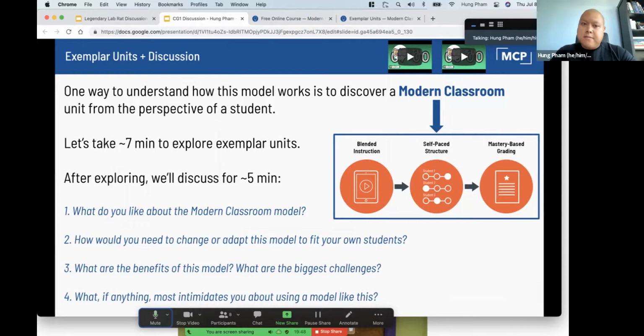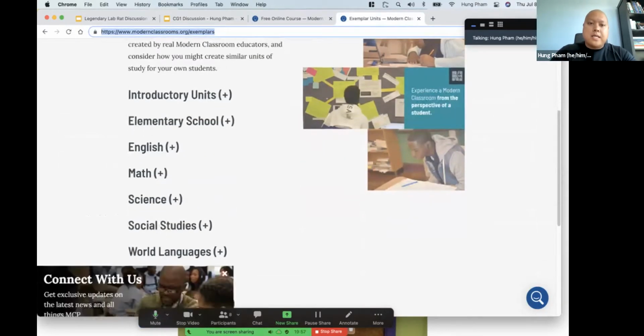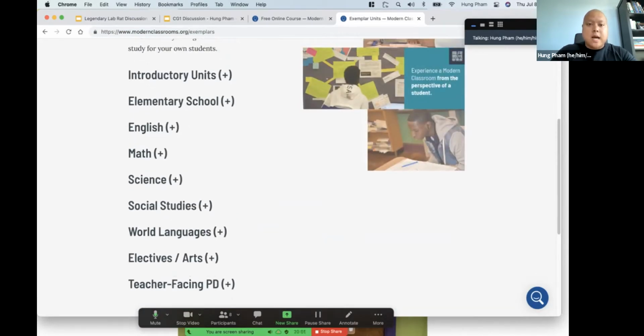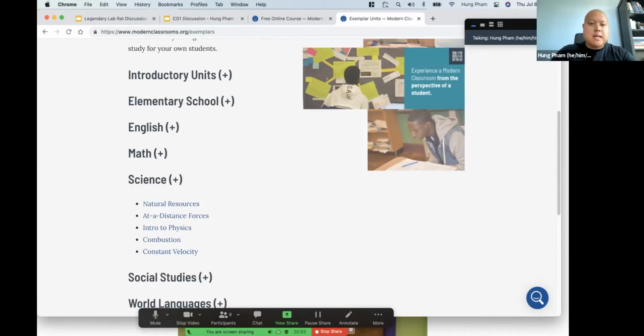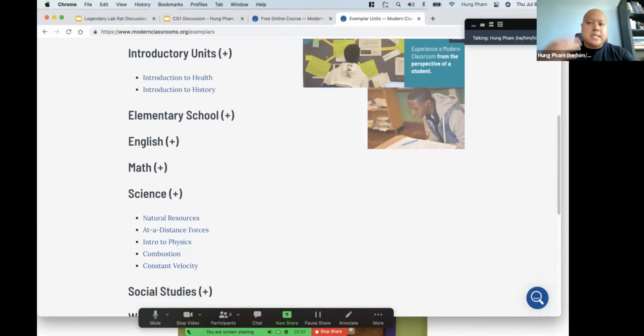I will give us 5 minutes. Yeah, let's do 5 minutes to explore the exemplar units. So the page looks like this, where you can select exemplar units by subject. I'm assuming most of us will go into the science area. The introductory units are pretty helpful as well if you want to know how exactly you frame this for students at the beginning of the year.